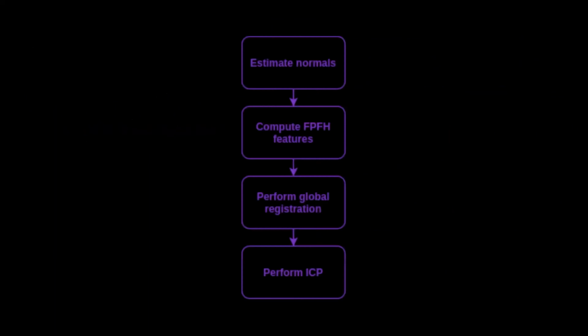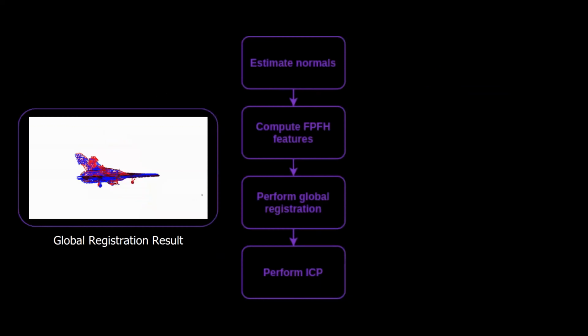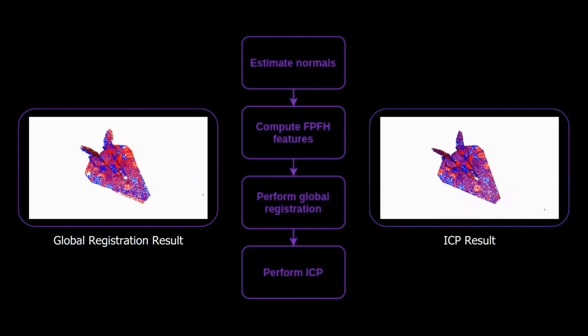The second step is point cloud registration. For this step, we already have the symmetry plane. We estimate normals of the point cloud, compute fast point feature histograms, and perform global registration. On this visualization, you can see the original red plane and the mirrored blue plane, and the global registration result, which is the alignment of the original and mirrored object. The alignment is not perfect, so we refine it with the iterative closest point algorithm. Here you can see a very good alignment.